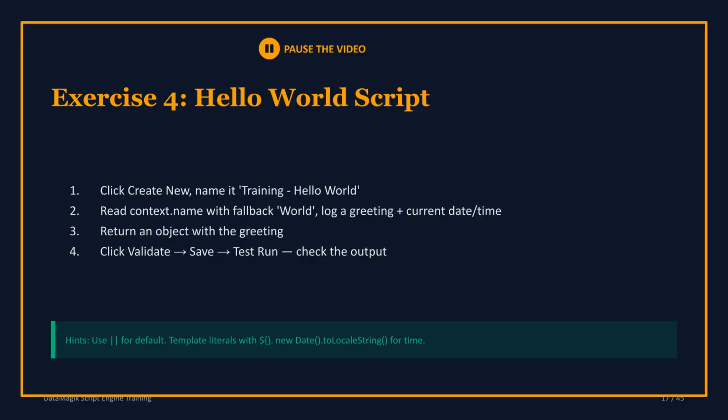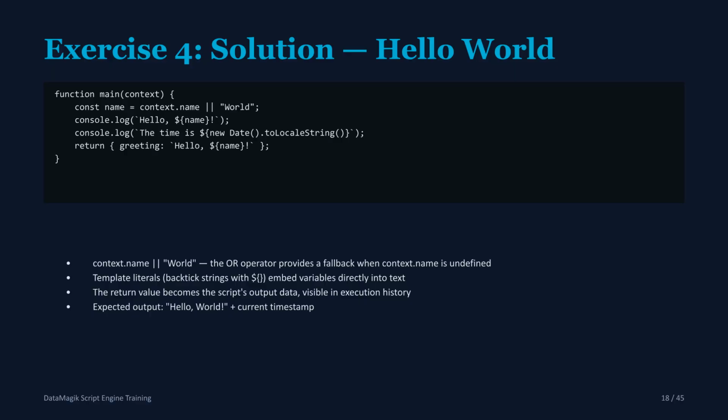Here is the solution to the Hello World exercise. Notice the use of the OR operator to provide a fallback value for context.name. Template literals allow us to embed variables easily. The returned object is the script's final output data.